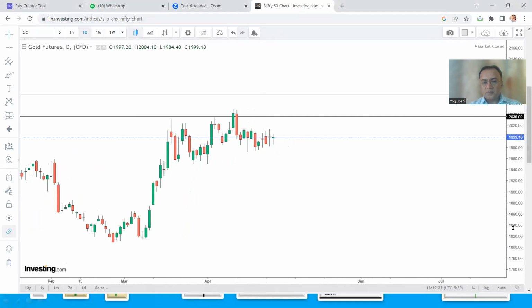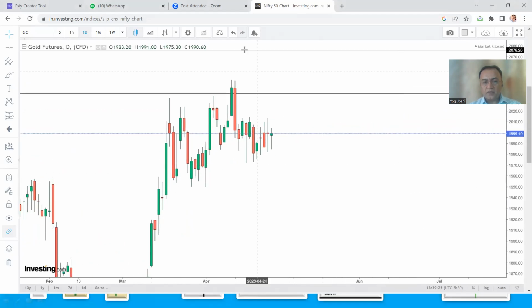Now, let me know the pattern. This is close to which pattern? This is the big fish and small fish. This is a clear cut big fish and small fish. It's known as an engulfing bearish. Engulfing sell, we can say. The name is engulfing bearish.